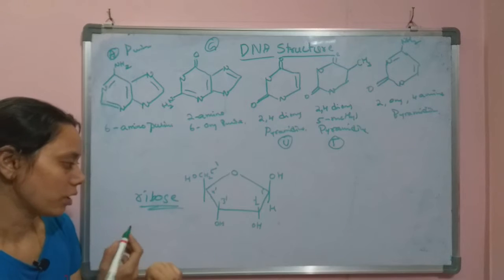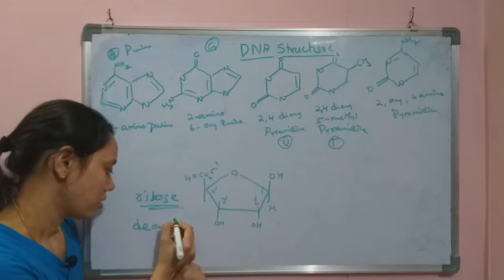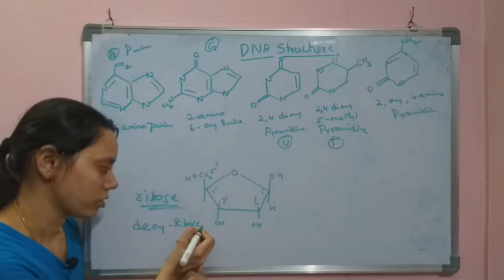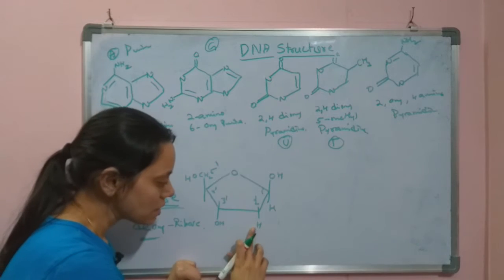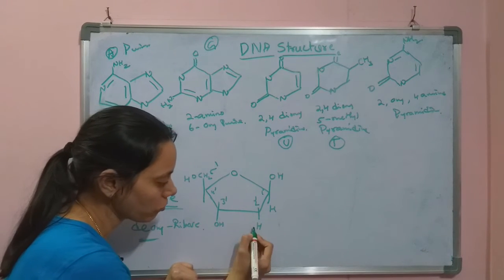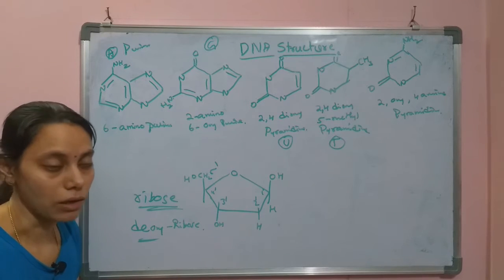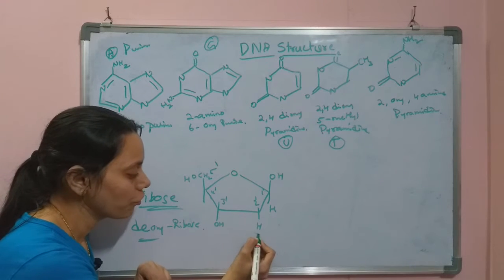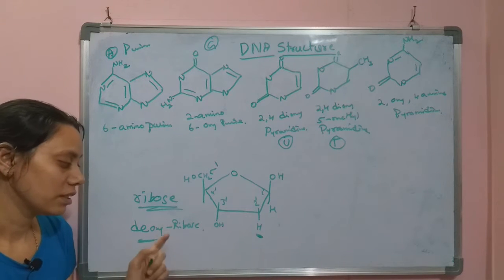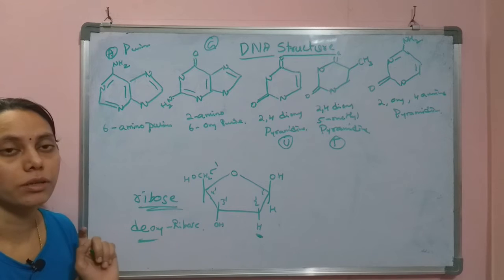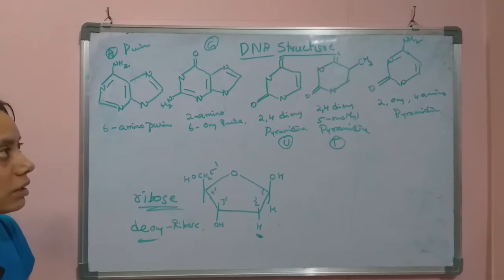Coming to that point, as the name indicates, it is deoxyribose. That means one oxygen less than the ribose. At the 2 prime position, if you don't find the hydroxyl group, that oxygen is lost, and if it has a hydrogen instead, then it is a deoxyribose sugar, and deoxyribose sugars are only present in the DNA. So these are the structures.